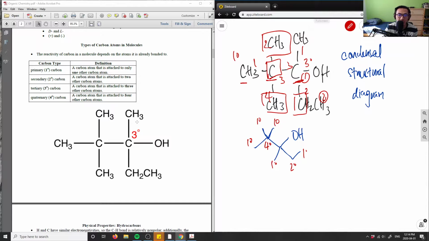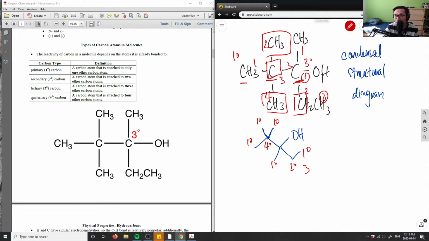Again, how we talk about carbon atoms is simply carbon bonded to how many other carbons. So for example, this is a primary, and then this would become a secondary. This would become a tertiary. This one here is now a quaternary, right? So again, it's bonded to how many other carbons. This is a 1. So that's that concept here.